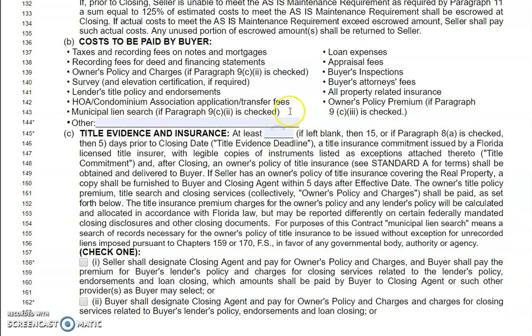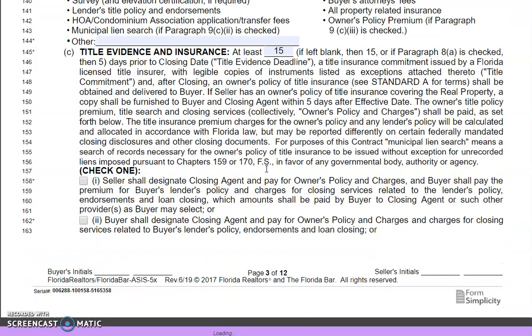When there are things that are blank right now, I prefer that you fill it up. Here it says if you left blank, you forgot to put everything, then 15 days. We can put 15 days. That's okay. It's just that it's for the title insurance commitment that they need to give. Normally, the title company is going to work on that with the seller.